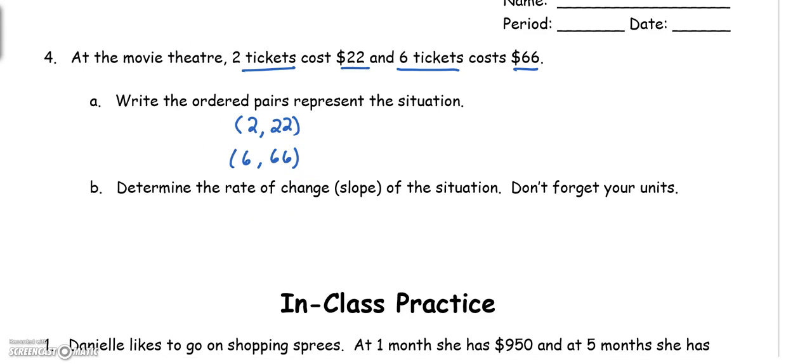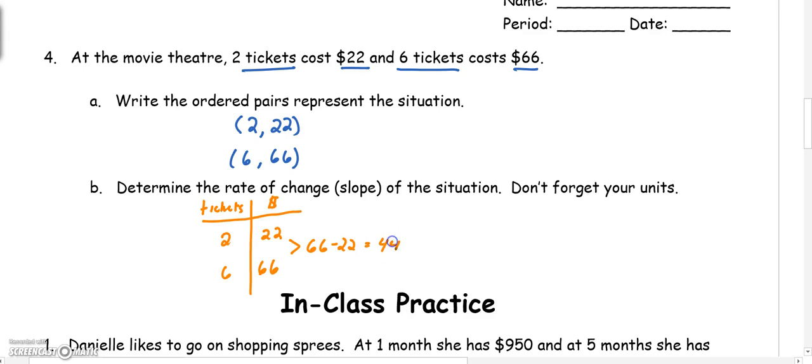Again, I'm going to make my table. This time I have tickets and money. 2 tickets is $22, 6 tickets is $66. My change in money, I went from $22 to $66, which means I increased, when I subtract those numbers, $44. I went from 2 tickets to 6 tickets, so 6 minus 2 means I have a change of 4 tickets. My slope in this case is $44 divided by 4 tickets, which means it costs $11 per ticket.